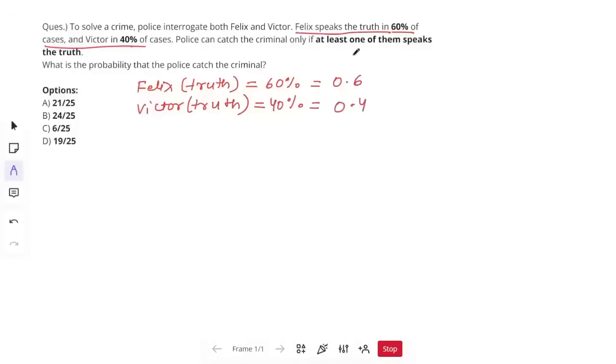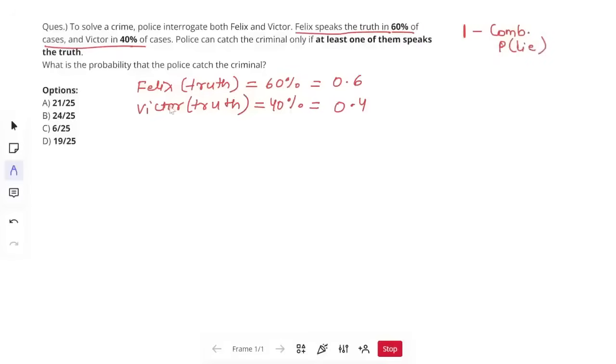Now what we need to find, let's see. Police can catch the criminal only if at least one of them speaks the truth. So see how to find out if one of them speaks the truth. What we can say is, out of total, if we subtract the combined probability of them speaking lies. Okay, combined probability of lies. When we solve, you will understand it better. So we are going to follow this one now.